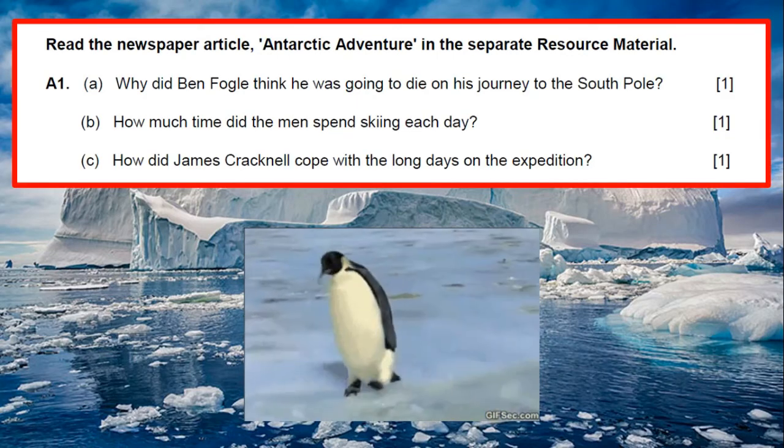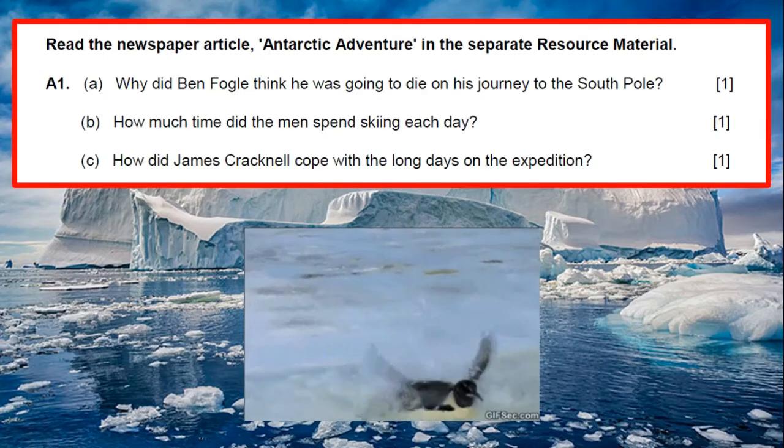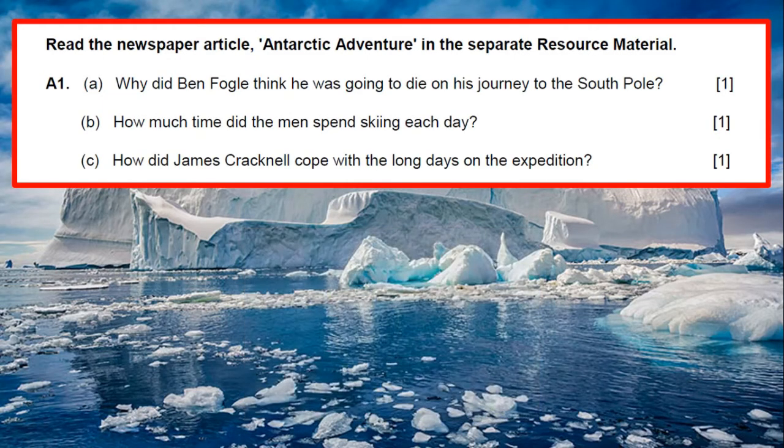So the questions are, read the article. A, why did Ben Fogle think he was going to die on his journey to the South Pole? B, how much time did the men spend skiing each day? C, how did James Cracknell cope with the long days on the expedition? So all you've got to do is search and find, look for these questions in the exam.